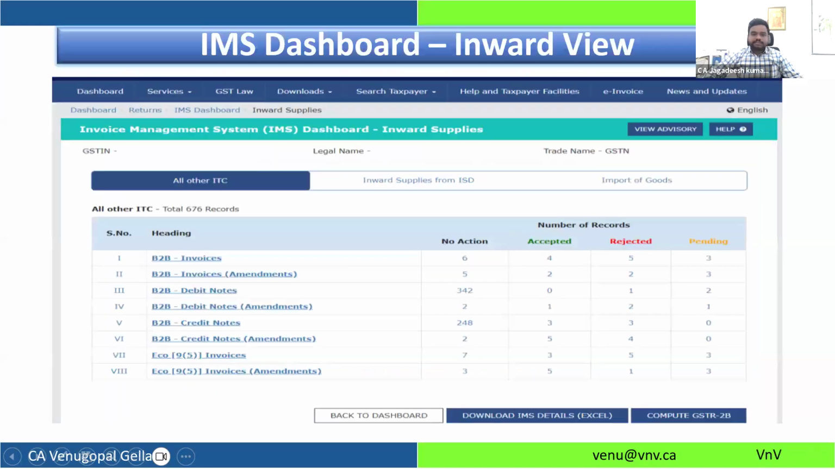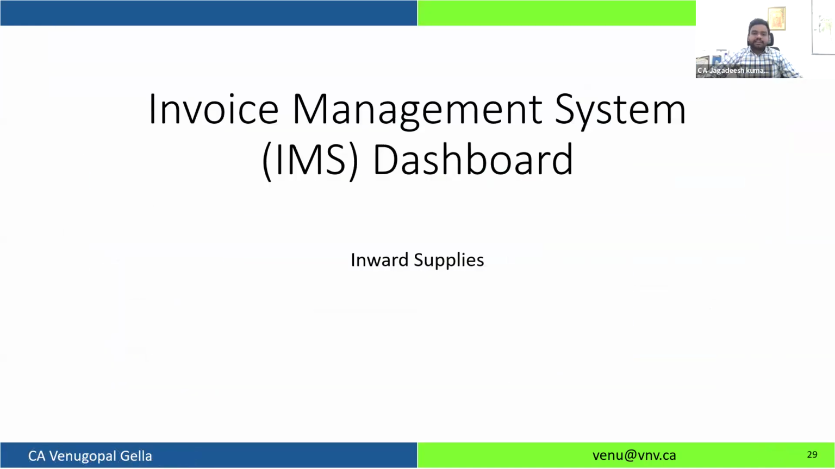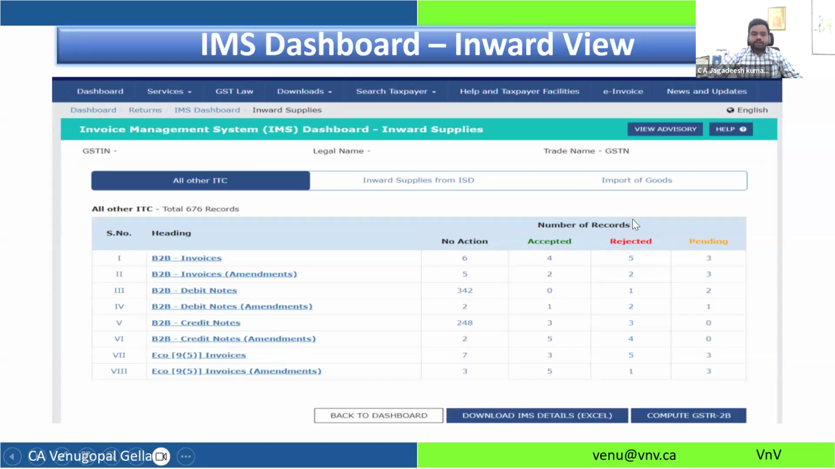Now if you go into the inward supplies section, you can see all the invoices that come into your IMS. There are a number of records in B2B invoices, amendments, debit notes, various types of invoices. Out of these, 18 invoices are there in total. On 6 invoices you have not taken any action. You have accepted 4, rejected 5 and kept 3 pending.